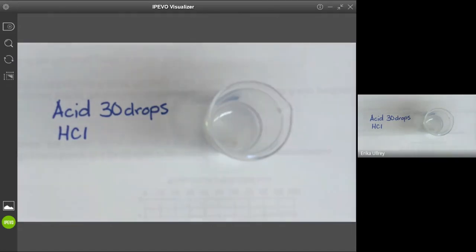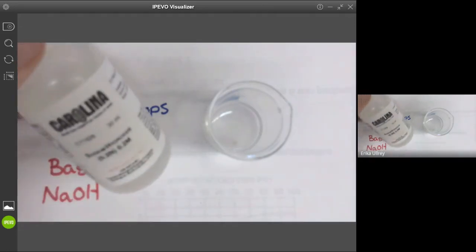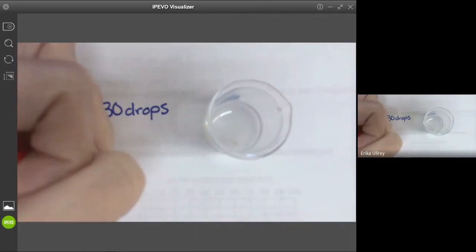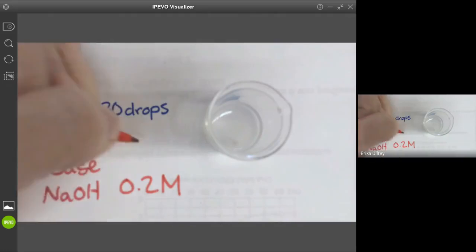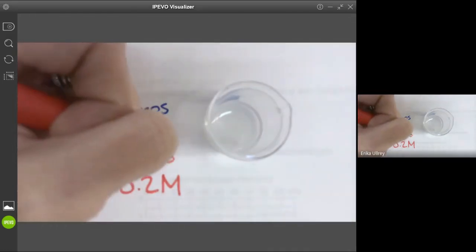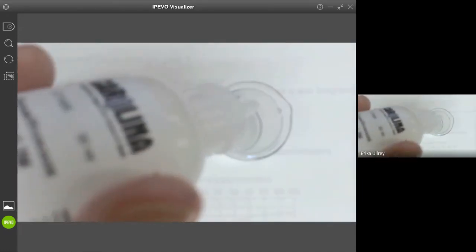Okay. And the base that I'm going to be using is NaOH, which is sodium hydroxide. Okay. And I know that this sodium hydroxide, I can look right on the side, is 0.2 molar. Okay. So I want to know how many drops that I need to do to get to the equivalence point. So what I'm going to do is I'm going to slowly add drops of my sodium hydroxide. So 1 drop.